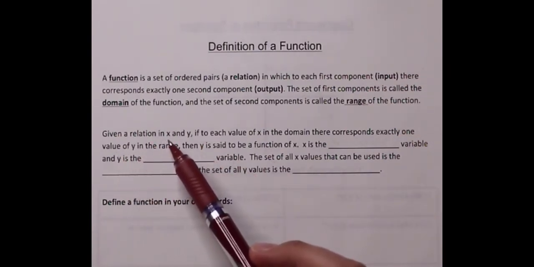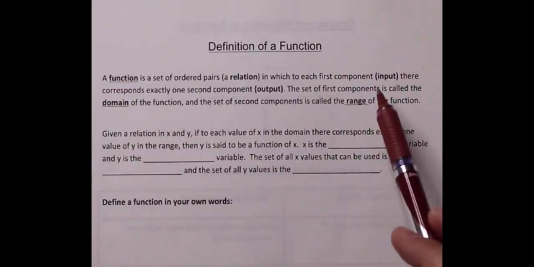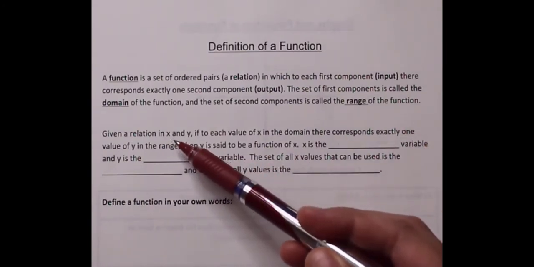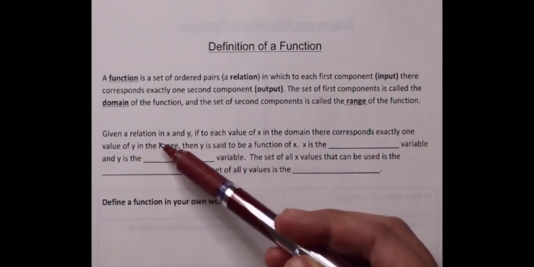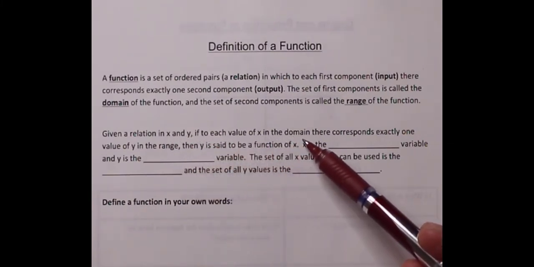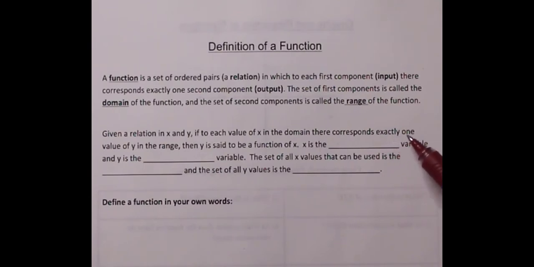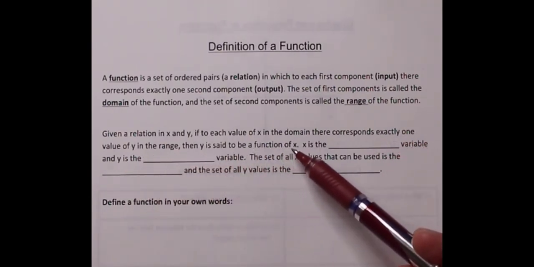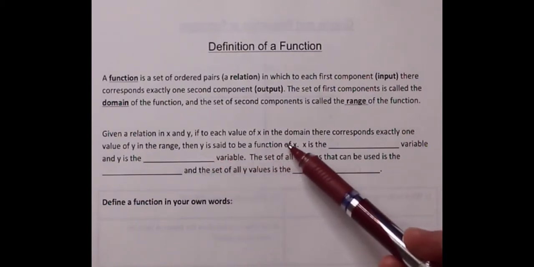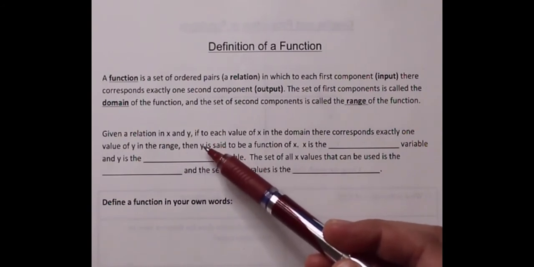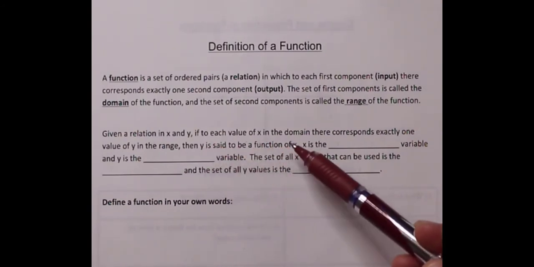Given a relation in x and y, notice this first sentence, or a few sentences, was very general, and now we're specifically introducing x and y here. So given a relation in x and y, if to each value of x in the domain there corresponds exactly one value of y in the range, then y is said to be a function of x. Okay, so the domain, or the input, is x, and then the output or range is y, and then you would say y is a function of x.